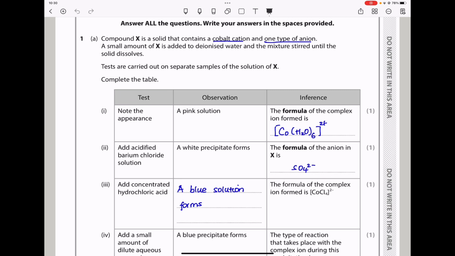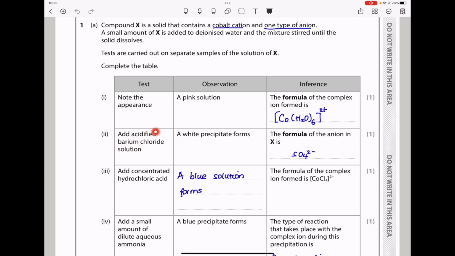The test is, number 1, note the appearance, a pink solution. Remember this is cobalt. The pink solution is of course hexaaqua cobalt 2 plus, as you can see here. That is going to be the complex. They say add acidified barium chloride solution. This is testing for sulfate. And because we see a white precipitate, the anion present is going to be sulfate anion.